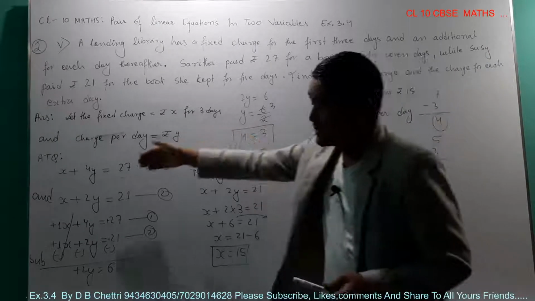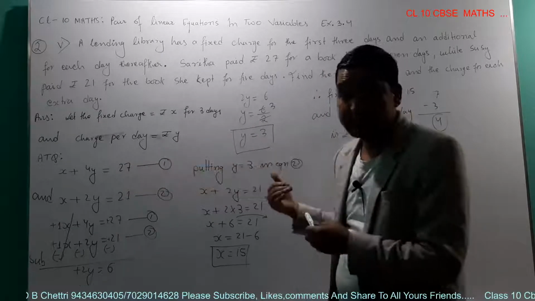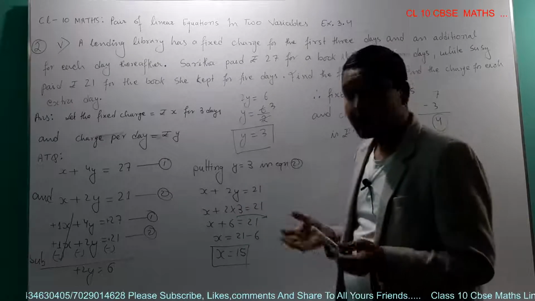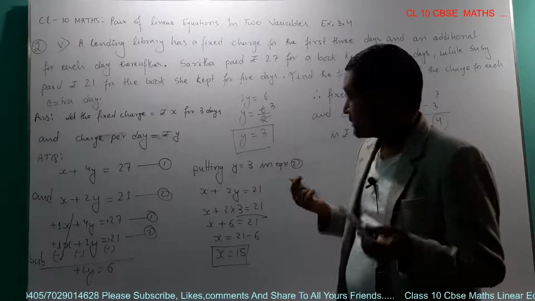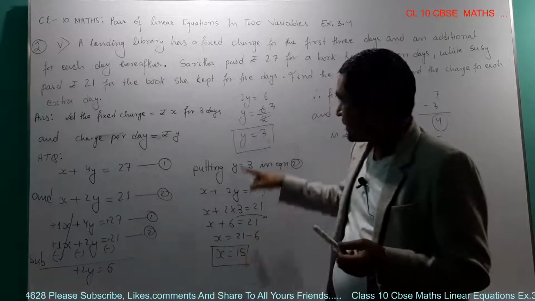Okay, and to check whether these answers are right or wrong, just take the value of x and y and substitute in any one of the equations. Substitute in any one of the equations to check whether our answer is right or wrong. You can do the same thing in exam hall to check the answer. Okay, how to check? I'll just give you the hints. Value of x is 15, value of y is 3.